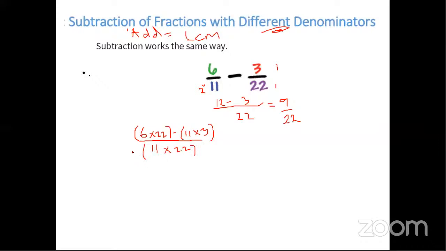I think that was good. So class, the other method we are talking about is cross multiplication. You multiply the 6 by the 22, and also the 11 by the 3, out of the 11 times the 22, and you come up with your answer. When you multiply this and then carry on the subtraction, you will come up with the same answer.